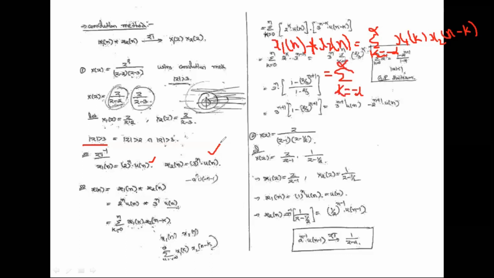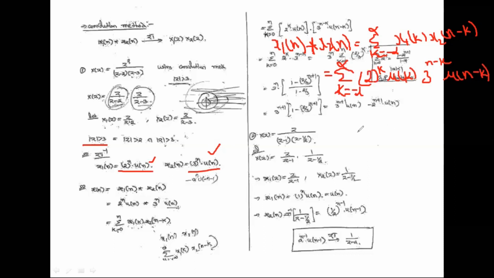What is the first one? x1 of n in terms of k is 2 power k mu of k. In this 2 power n mu of n, now I am changing the variable to k, and x2 of n, 3 power n mu of n. So I write it as 3 power n minus k, because instead of k there is n minus k, mu of n minus k.